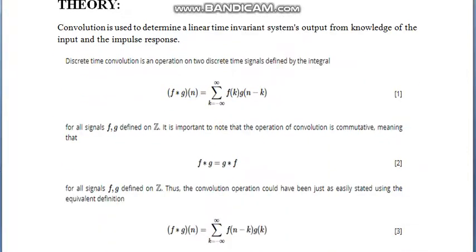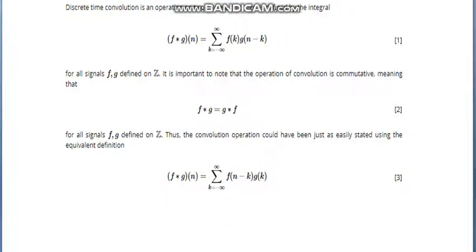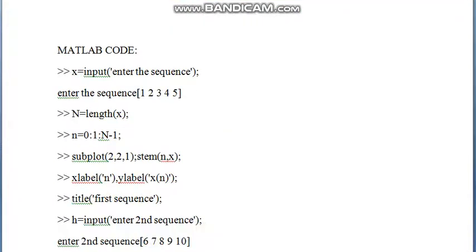The linear convolution is commutative in nature, that is, the linear convolution of f with g is the same as the linear convolution of g with f. So in the formula, if I write summation k equals minus infinity to infinity f[n minus k] g[k], it will be the same as equation 1, which is summation f[k] g[n minus k]. Now, first we will take the MATLAB code.